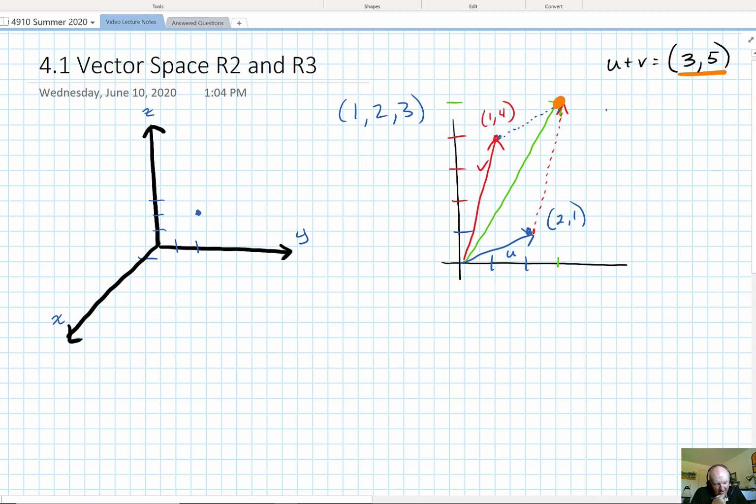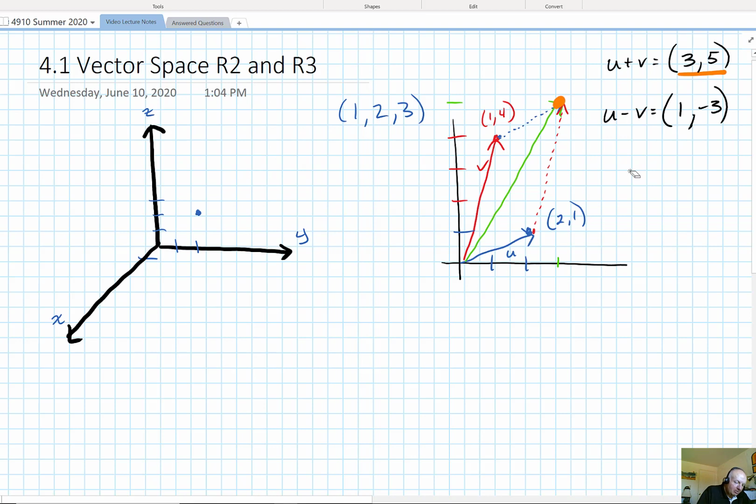Now, u minus v, same thing. You just subtract components. Of course, the order matters, right? You're going to go the u components minus the v components. 2 minus 1 is 1, and 1 minus 4 is minus 3. You don't have quite this nice parallelogram rule with subtraction. But as far as computing it, it's no big deal.